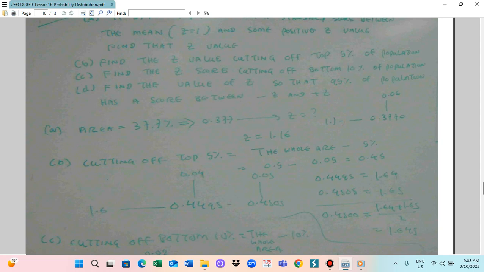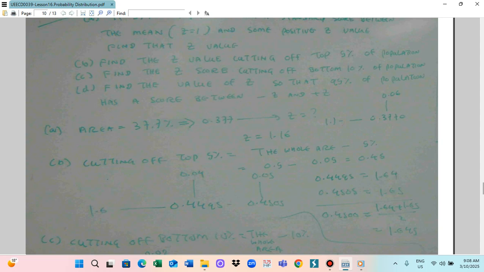On the table, you can see 0.4495 is here, horizontally 1.6 and vertically 0.04. And also 0.4505: horizontally 1.6 and vertically 0.05.